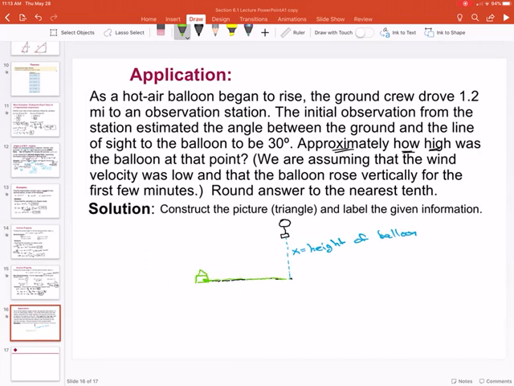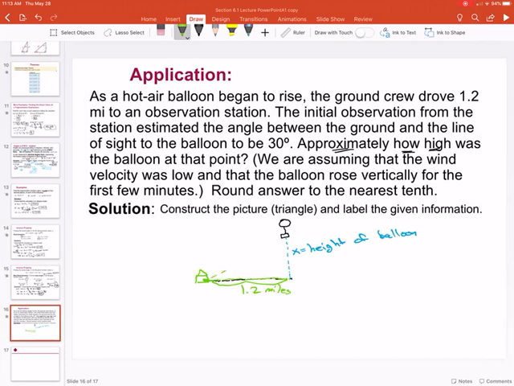So here's the station. We drove out to this distance, which is 1.2 miles. The problem says the angle between the ground and the line of sight to the balloon, looking up to see how high it is, tells us that.